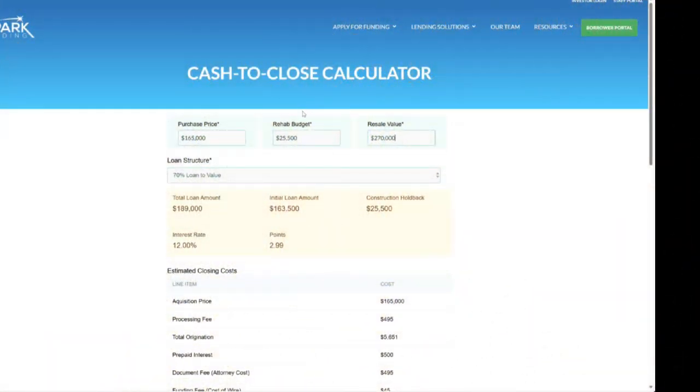All right, guys, so you saw the numbers on the video. I'm going to go ahead and plug those in here. We know that the property is under contract for $270,000. We know the rehab budget was $25,500, and we know we bought it for $165,000.